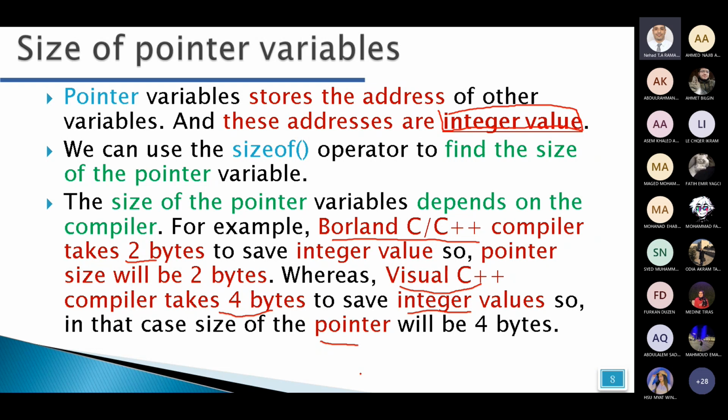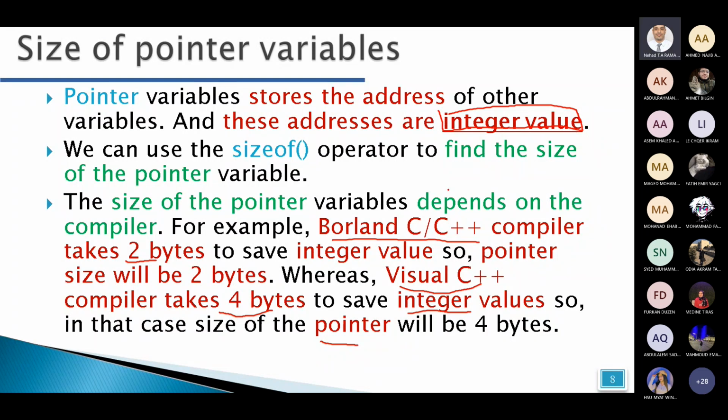So each variable has a size, yes? Integer has 4 bytes in most compilers. Float has 4 bytes. Double has 8 bytes in most compilers, and character has 1 byte, and so on. Also, the pointer has a specific size depending on the compiler. For example, in my computer, here in my compiler, it gives a size of 8 bytes for the pointer.